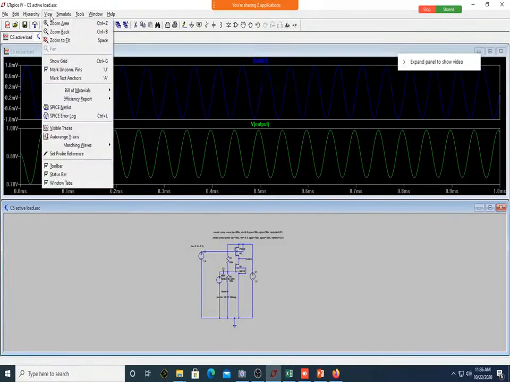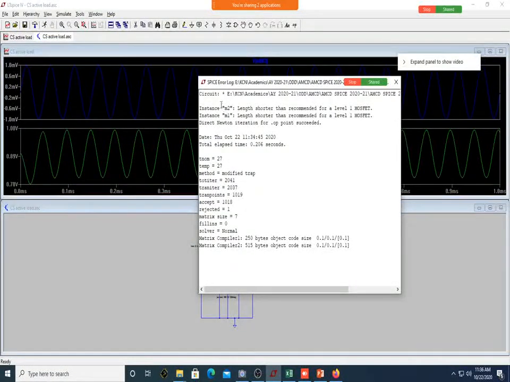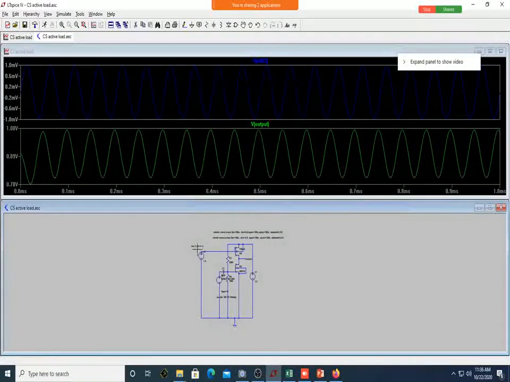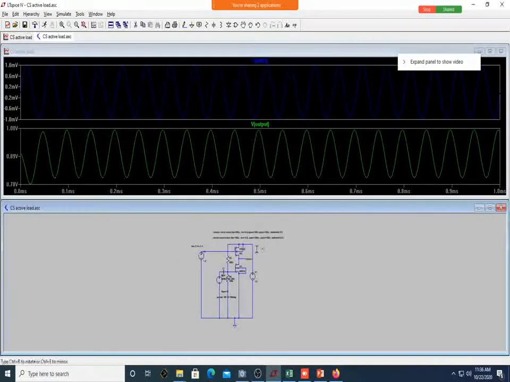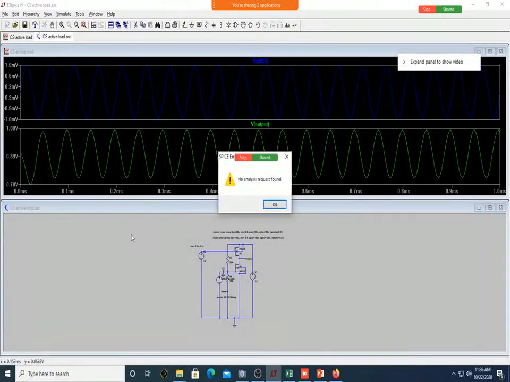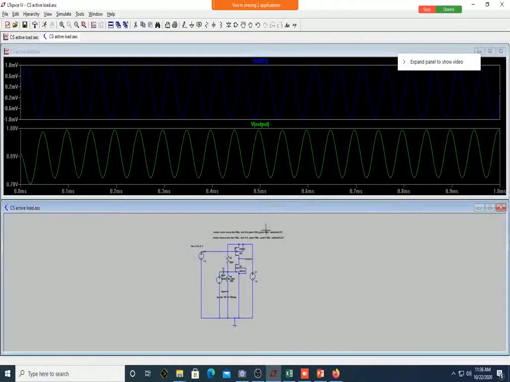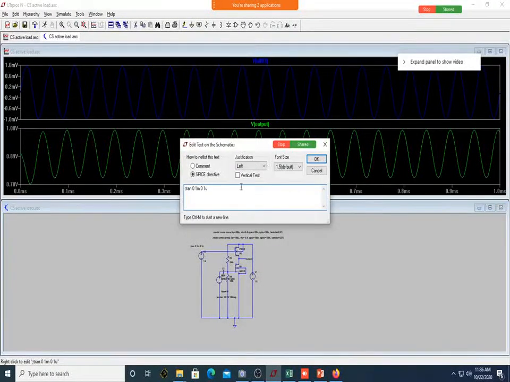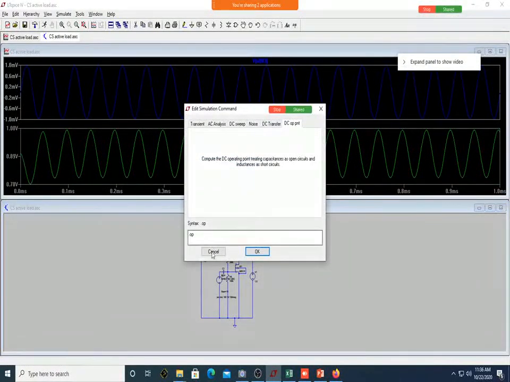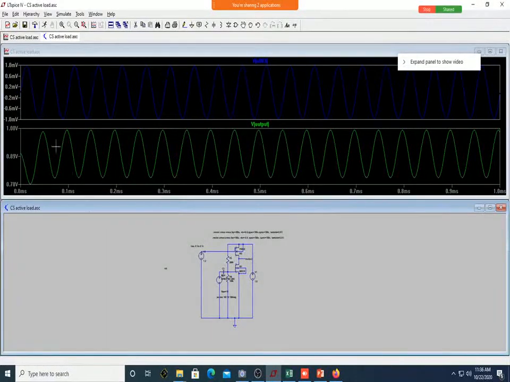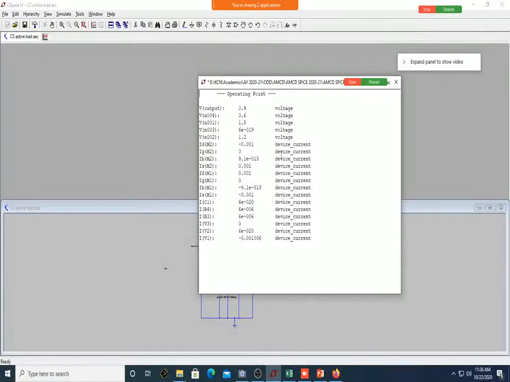Shall I go here? View. Not in this dot op. Let me do dot op and then verify. Where is this dot op? It's here. Let me run it. Oh, analysis, no analysis request. Okay, dot op is okay. One second. Edit simulation command. I need to say okay, place it here, run.